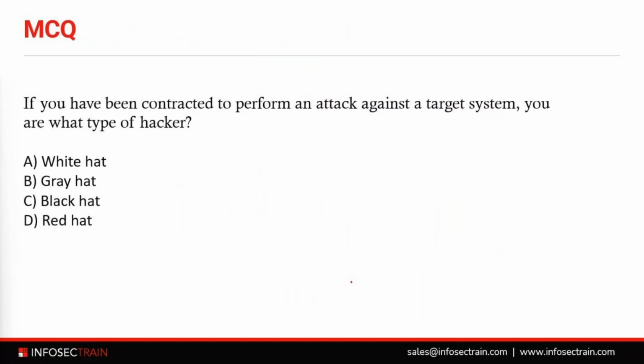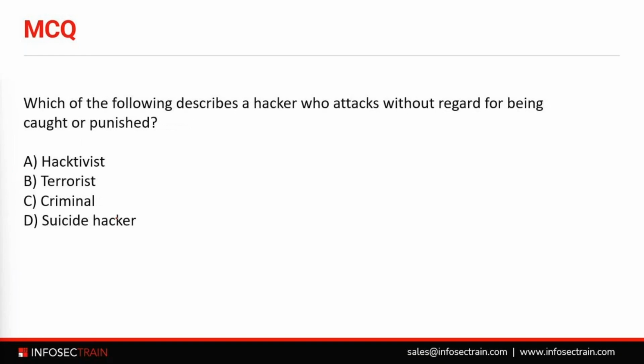Now there are some questions that you have. If you have been contracted to perform an attack against a target system, you are what type of hacker? So you are attacking the system, and you are taking a contract, right? So you are given the permission to perform the attack. So that's done by white hat hackers. Which of the following describes a hacker who attacks without regard for being caught or punished? So he's not afraid of anyone. That's a suicide hacker.